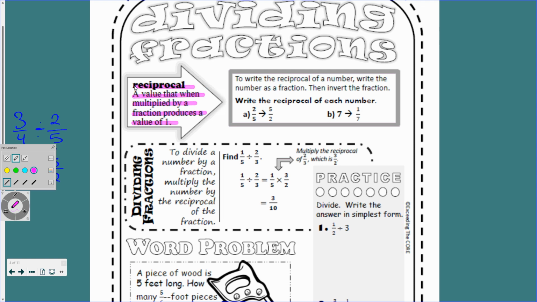All right, so to write the reciprocal of a number, write the number as a fraction, then invert the fraction. As they showed you, 2/5 becomes 5/2. And 7, we know we put whole numbers over 1. So the reciprocal would be 1/7. Does that make sense? All right, so to divide a number by a fraction, you multiply the number by the reciprocal of the fraction. We call it keep, change, flip to help you remember that. So please write that up here.